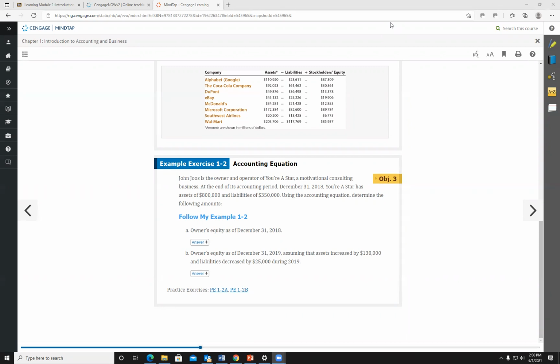So if we know A and B, we can find C. If assets equals liabilities plus equity, then equity should equal your assets less your liabilities. So if we take our assets of $800,000 minus our liabilities of $350,000, then our owner's equity should be $450,000.